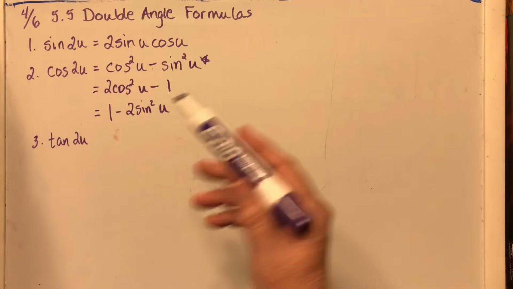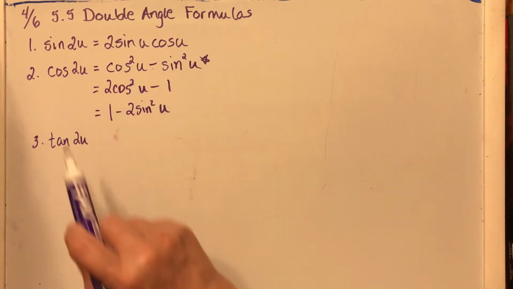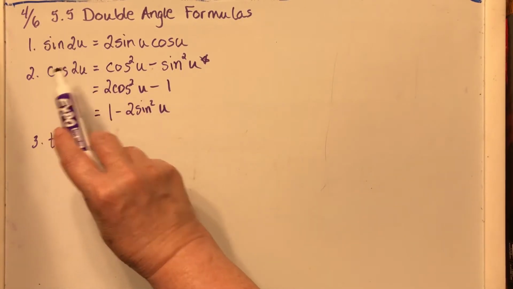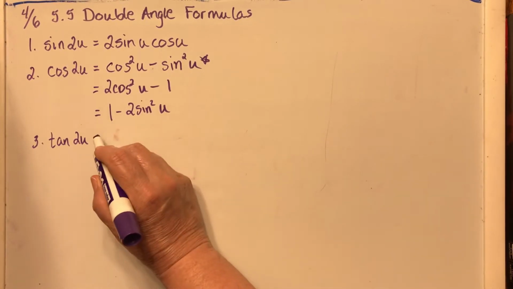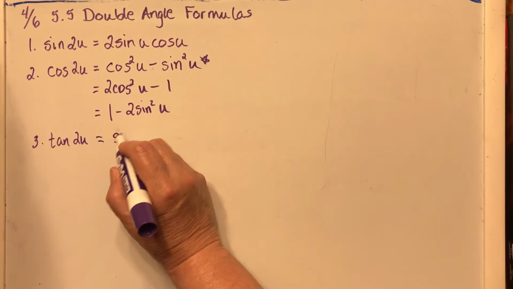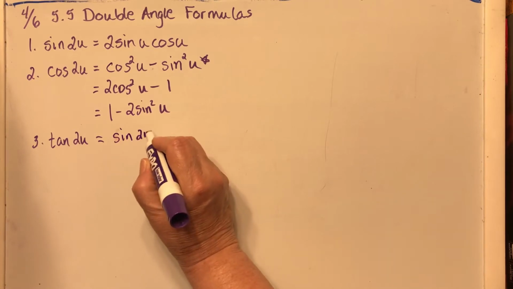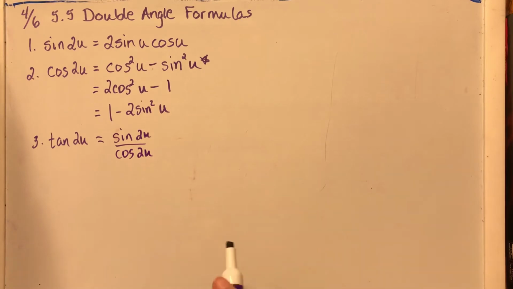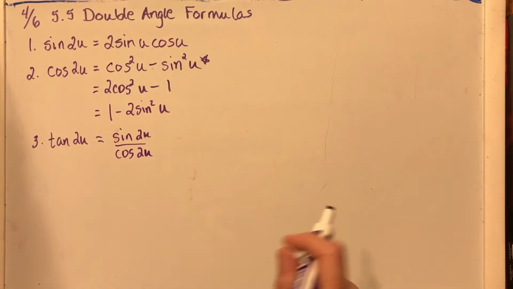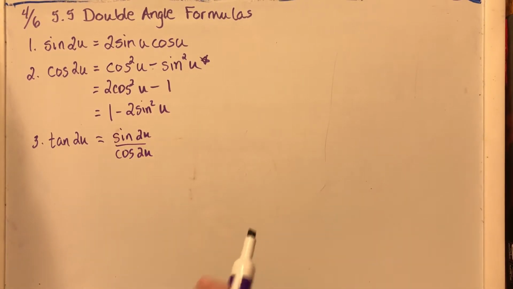So honestly, for all the problems you're going to do for the homework, you're going to have to find the sine of 2u and the cosine of 2u anyway. So the easiest way to find the tangent of 2u then is just the sine of 2u divided by the cosine of 2u. So there is another formula that's written in the book, but it's not one I think that you'll ever have to use.